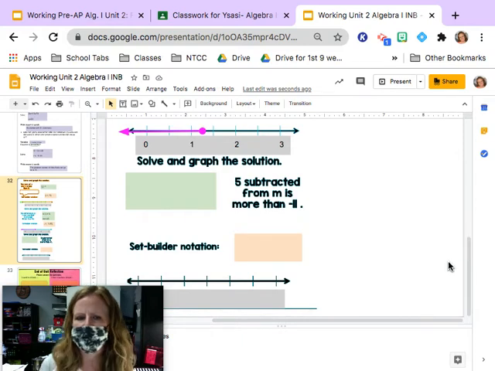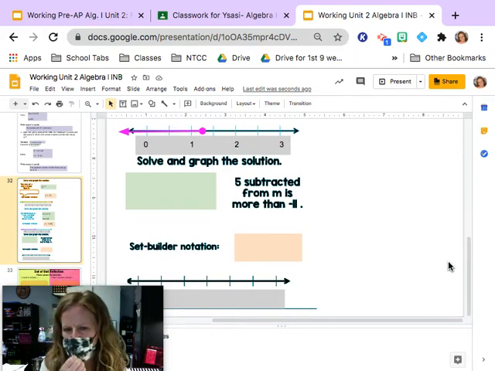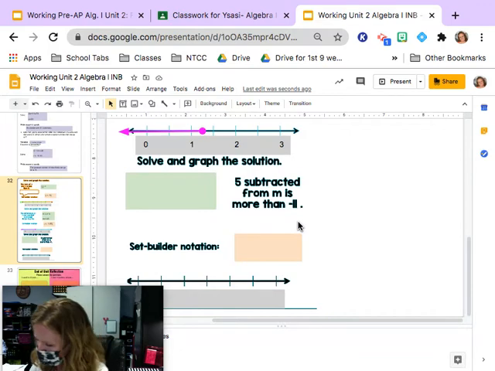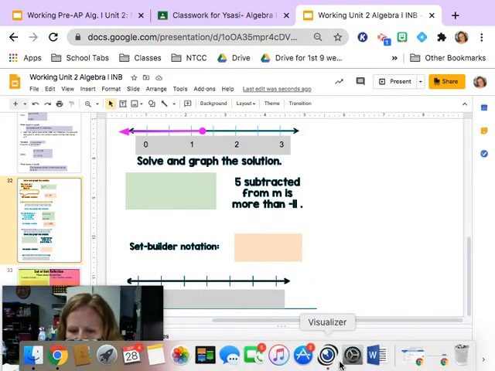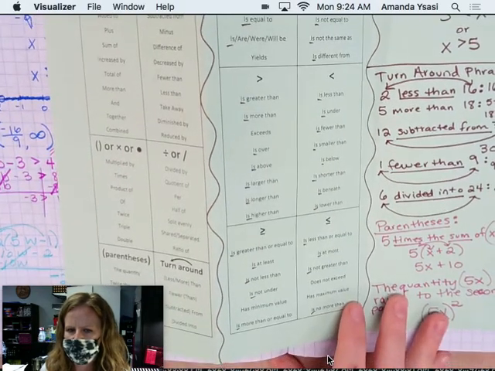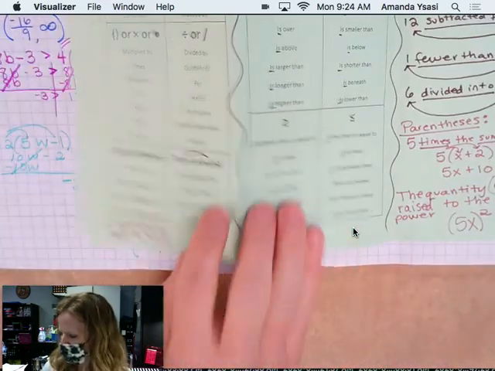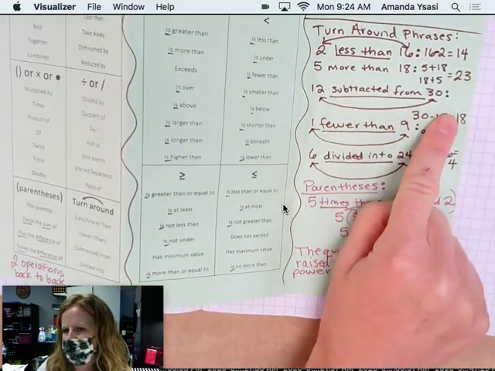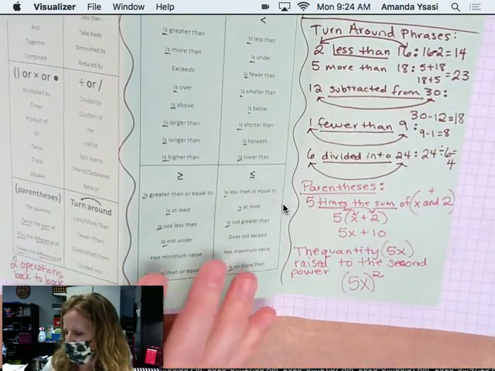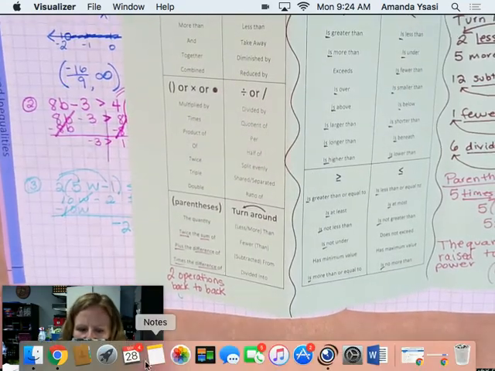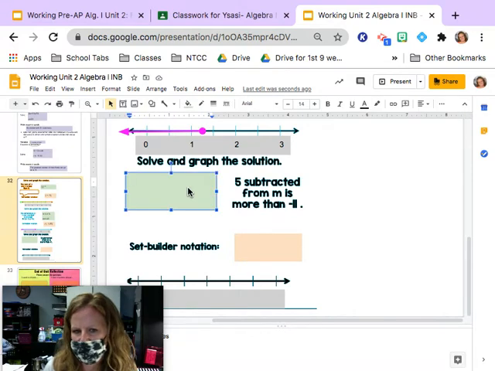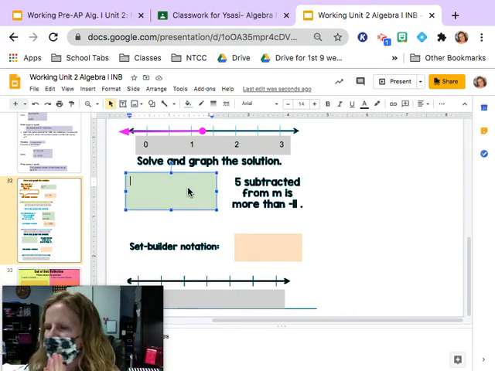Okay, the last one. 5 subtracted from m is more than negative 11. So look back at the green sheet. And what is subtracted from? What kind of word is that? Yep, it's a turnaround word. So if I have 12 subtracted from 30, I do 30 minus 12. So this would be 5 subtracted from m. So I'm going to turn around 5 and m.